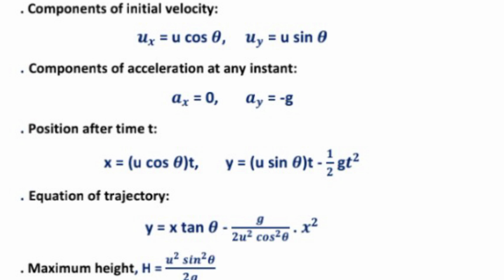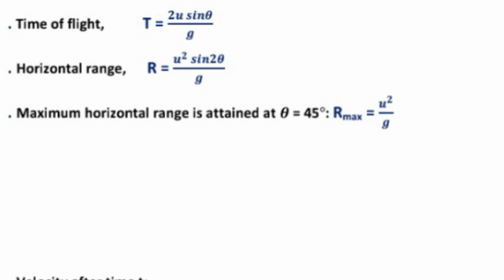square. Equation of trajectory: y equals x tan theta minus g upon 2u square cos square theta into x square. Maximum height h equals u square sin square theta upon 2g. Time of flight t equals 2u sin theta upon g, and horizontal range r equals u square sin 2 theta upon g. Maximum horizontal range is attained at theta equal to 45 degrees and r maximum equals u square upon g.